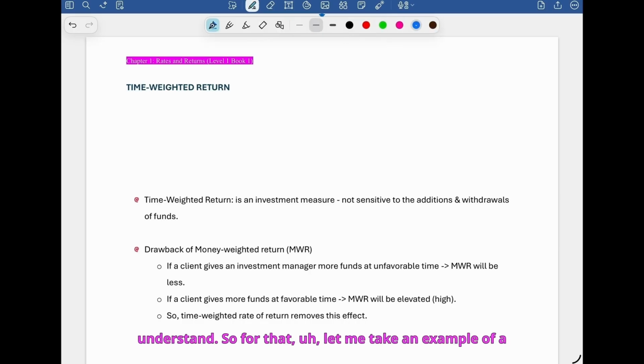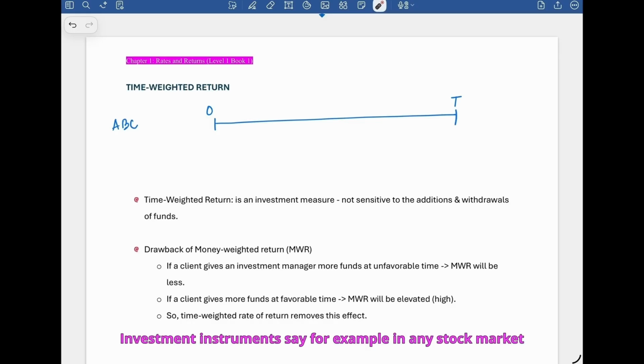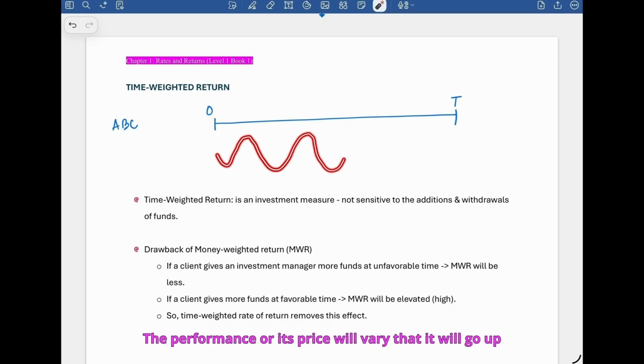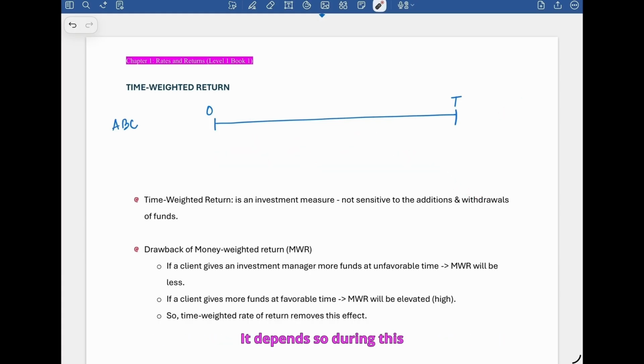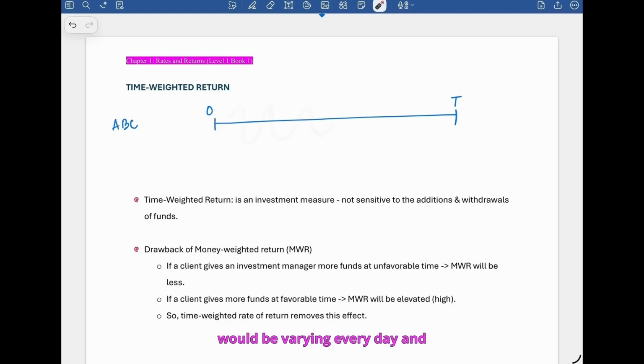Let's understand. For that, let me take an example of a share named, say, ABC share. It could be any investment instrument, and we want to know its performance over some past time period. Let's assume this is a time period. It could be a few months, a few years, or a few weeks. It depends upon your own situation or whatever you want to analyze. So this is period 0, and this is time period T. And as you know, for an investment instrument, say in any stock market, the price will vary. It will go up and down. So during this past time period, the value would be varying every day.